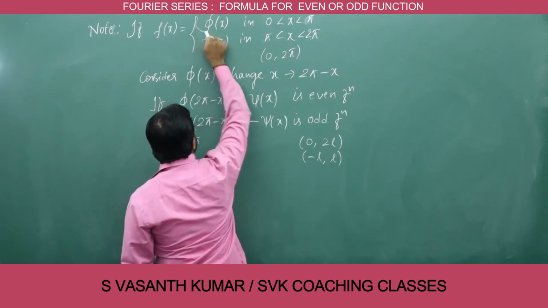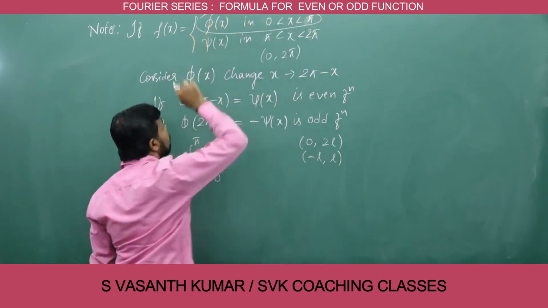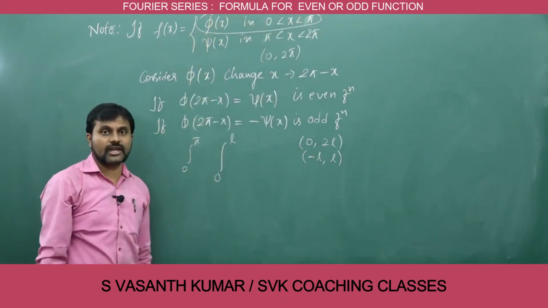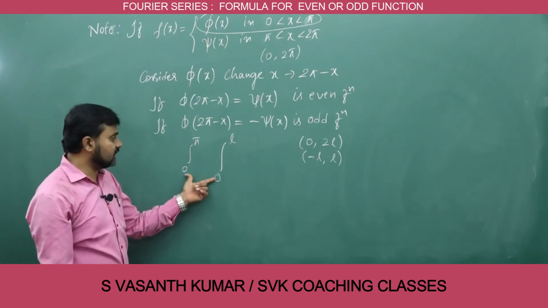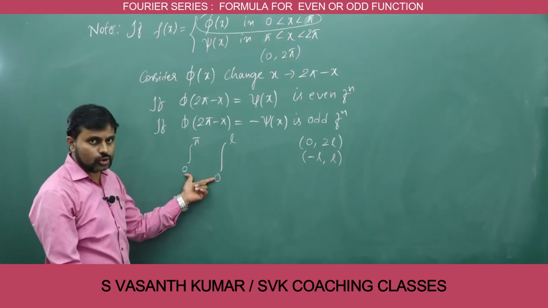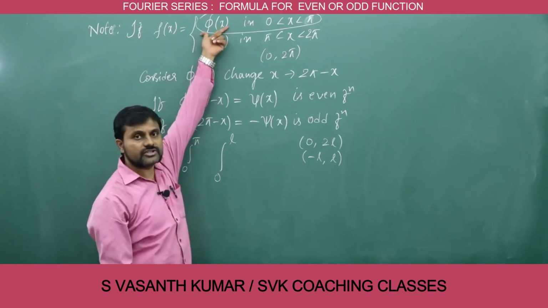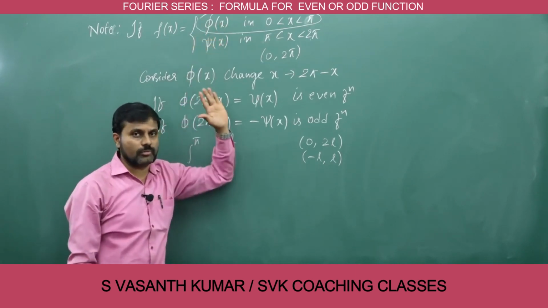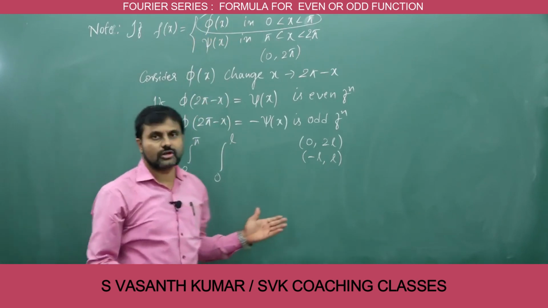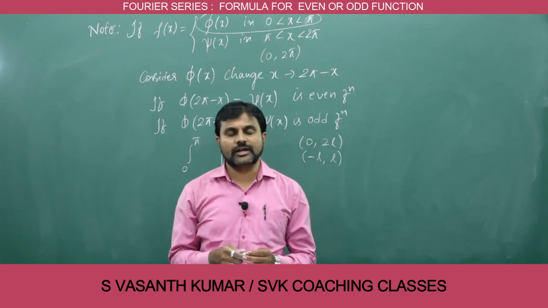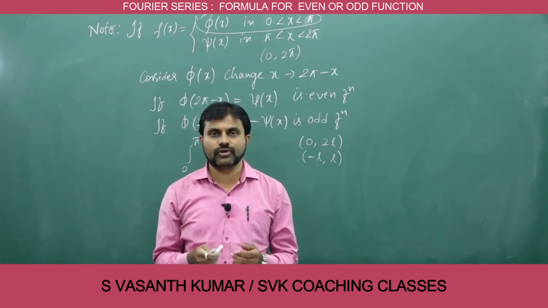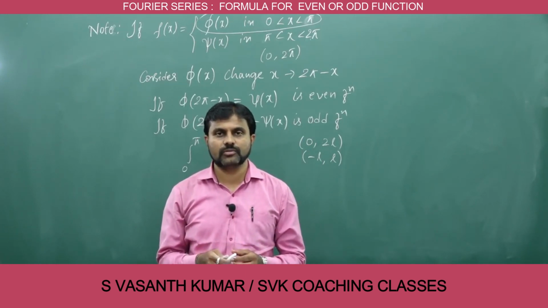Only the first function, phi of x, will be considered throughout the integrand. While finding the integral value from 0 to pi or 0 to l, we are going to consider only the function phi of x. Keep that in your mind. Okay. So these are all the ways of finding even or odd functions and finding the Fourier series for the given problem. Thank you.